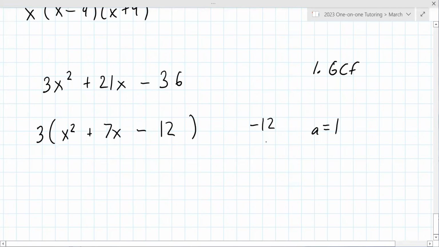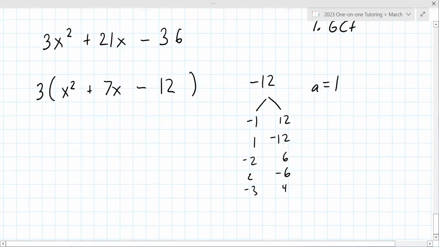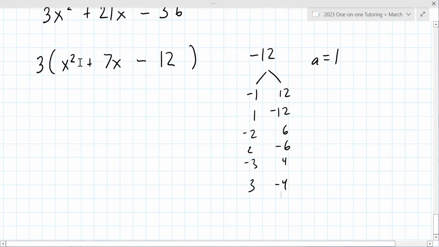So negative 12, two numbers that multiply to negative 12 but add to positive 7. Well, let's just go through it together. Negative 1 and 12, 1 and negative 12, negative 2 and 6, 2 and negative 6, negative 3 and 4, 3 and negative 4. Do any of these add perfectly to 7? I would say no, but negative 3 and 4 adds to positive 1. Then 3 and negative 4 adds to negative 1.